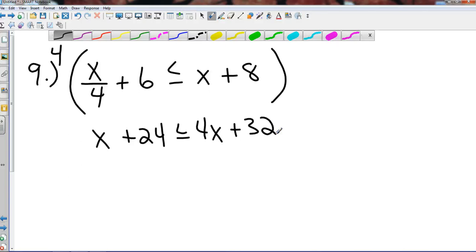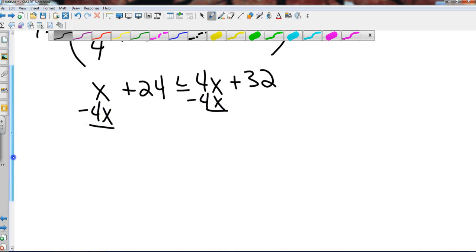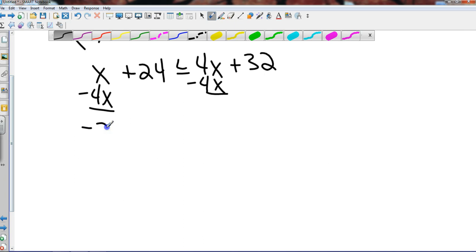Okay, again, I've got something on the left. So even though the 4x is bigger, I'm going to keep everything on the left. How do I get the 4x to the left side? Subtract it. And what's 1x minus 4x? Negative 3x plus 24. And then over on the other side, all I have left is that 32. Okay, what do I do now? Subtract the 24.